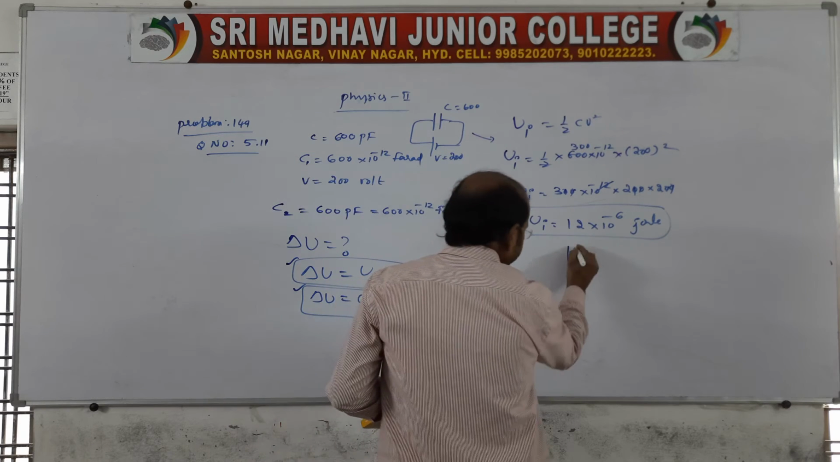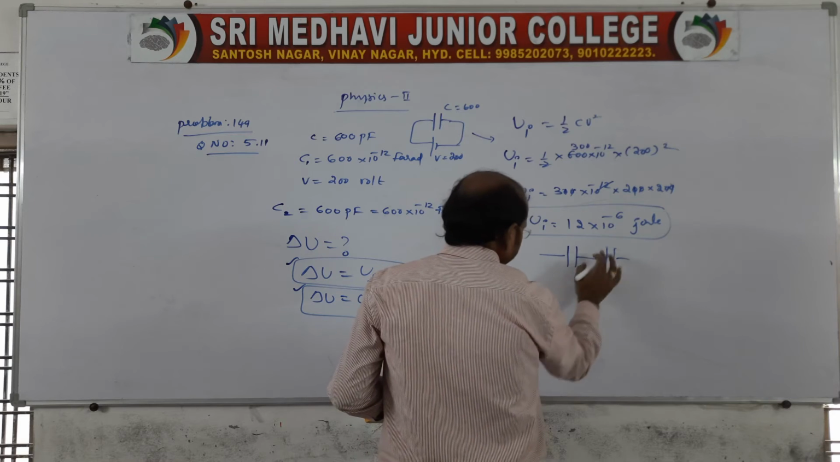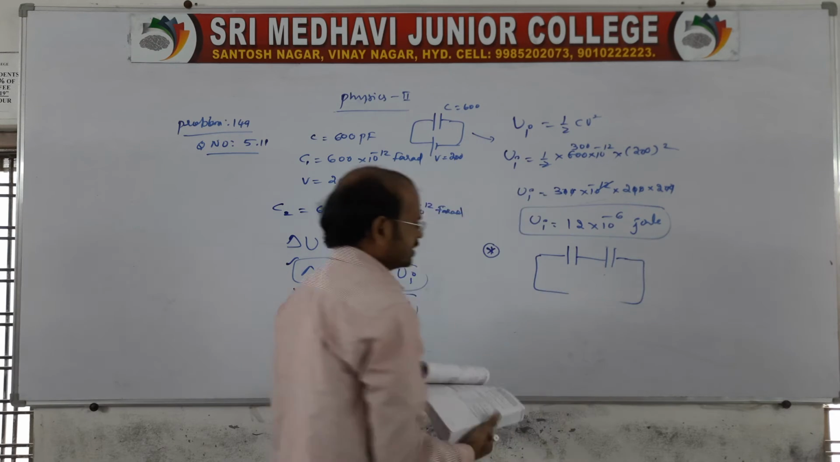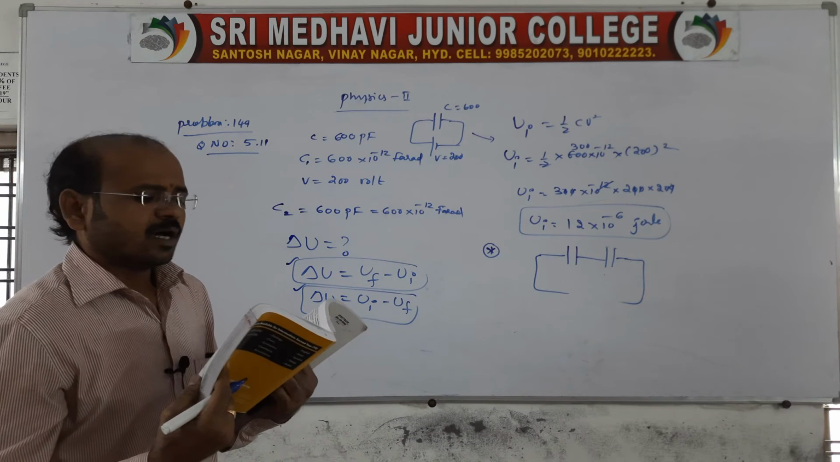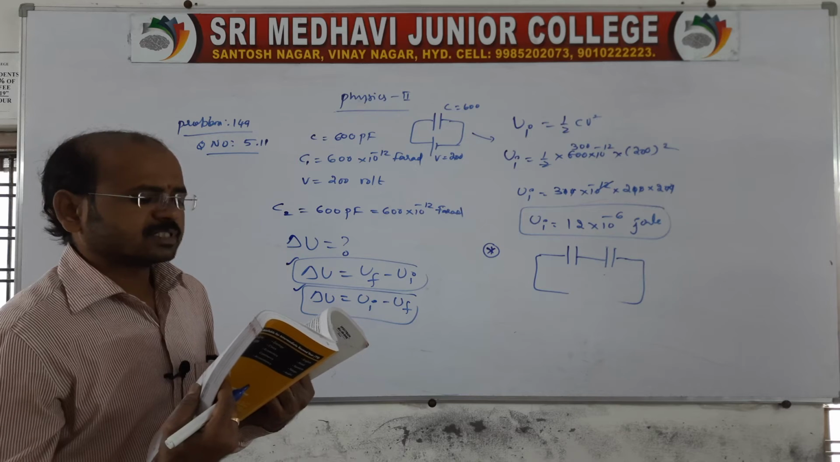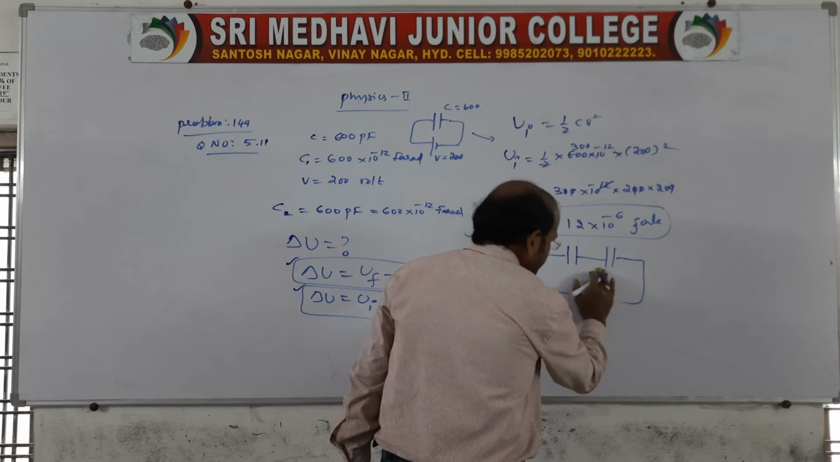Now the battery is removed and another one is connected like this, and there will be a disconnection, right? It is connected to another uncharged 600 pF capacitor. We need the energy lost in this process. Of course now they are in series, no?